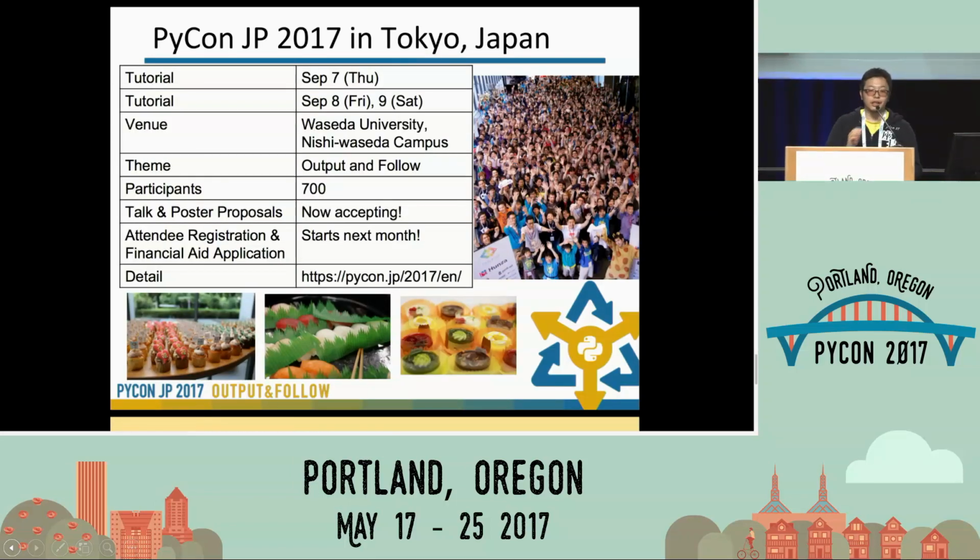Hi, my name is Shunsuke Yoshida. I came from Japan. I'm this year's PyCon JP chairman. PyCon JP will open September 7 with tutorials, 8 and 9 for sessions, and finish with the 10th for sprints. The venue is Waseda University in Tokyo. We expect around 700 people to come.